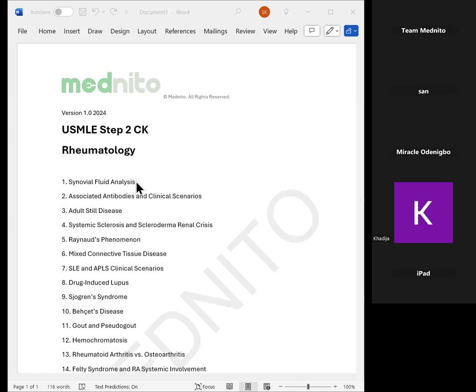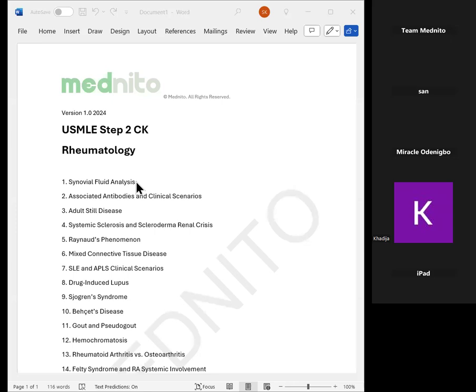Today we'll discuss rheumatology. Rheumatology is about joints, connective tissue, and skin. In any exam, in USMLE Step 2 specifically, when the examiner is trying to put all these three things in a question, please go for rheumatological diagnosis. That's the key of rheumatology.